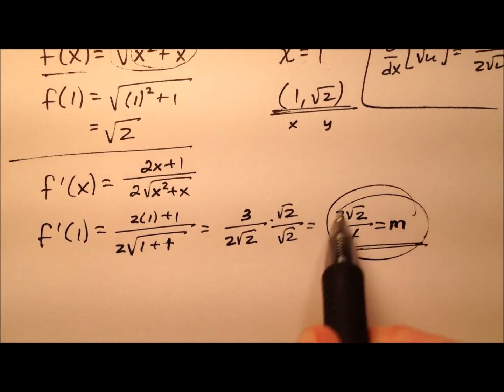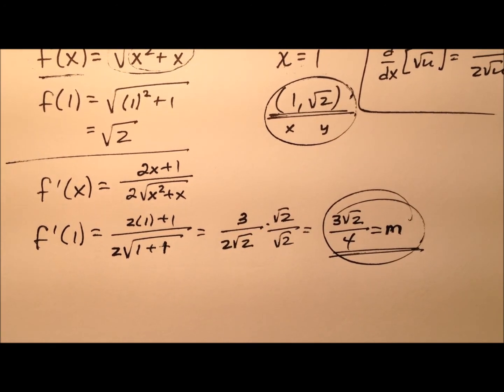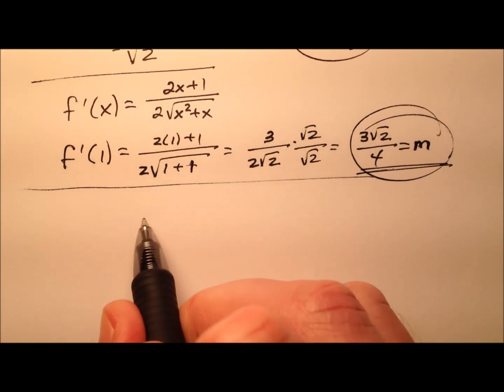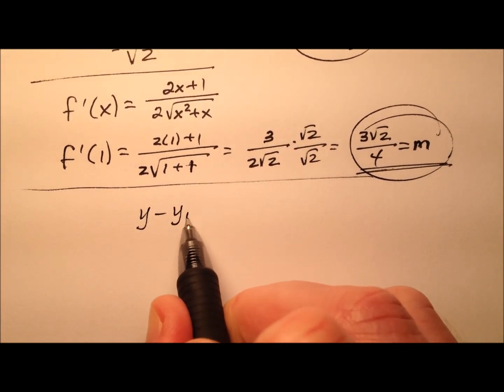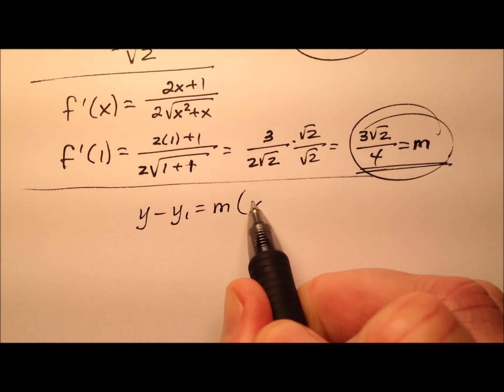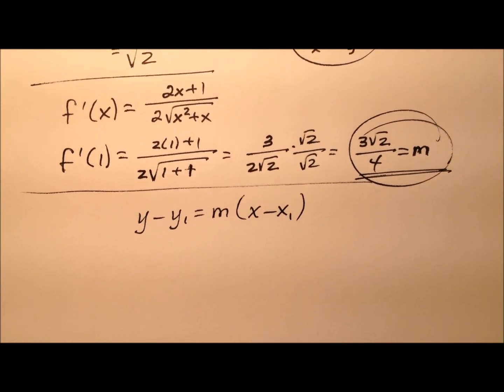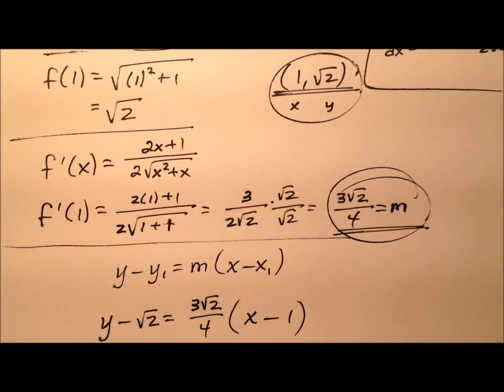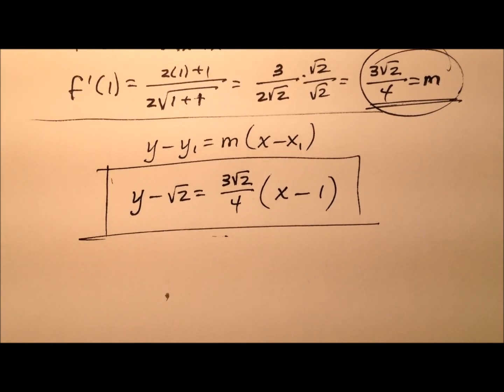So if I have the slope and I have an ordered pair that the line passes through, I can easily write its equation. Its equation will be y minus the y-coordinate equals the slope times x minus the x-coordinate. So y minus the square root of 2 equals the slope, which is 3 times the square root of 2 divided by 4, times the quantity x minus 1. There we have the equation written in point-slope form.